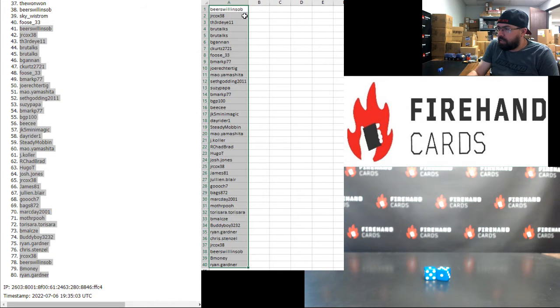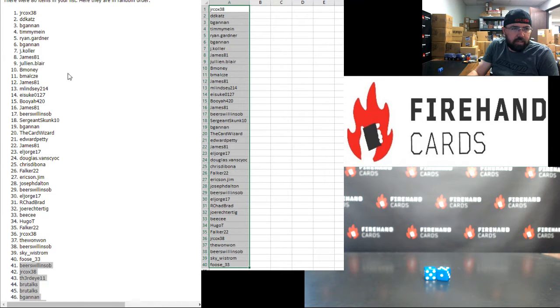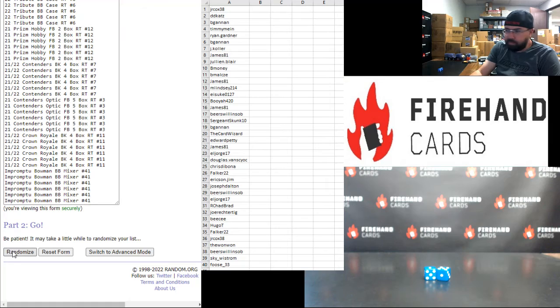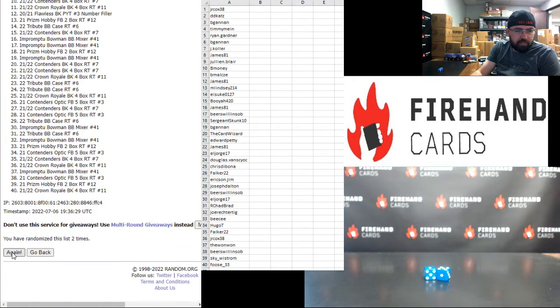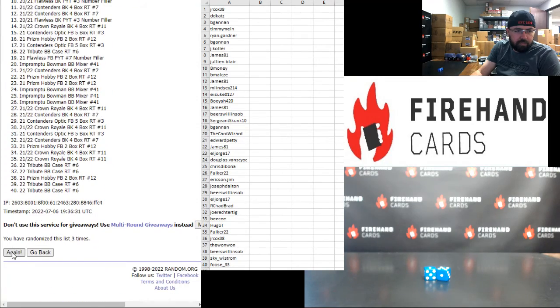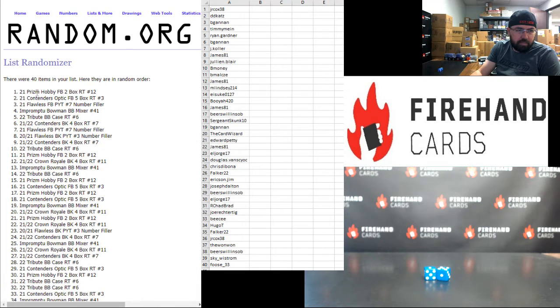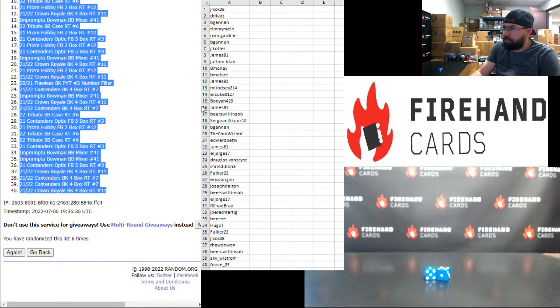All right. For those of you that finished in the top half of the draw, going from J.R. Cox to Foose 33, here are your break spots. Flawless Football PYT number 7 numbers filler up top, the Impromptu Bowman Baseball Mixture number 41 at the bottom. Here we go. One, two, three, four, five, six. Alrighty, Prism Hobby Football up top, Crown Royal Basketball at the bottom.